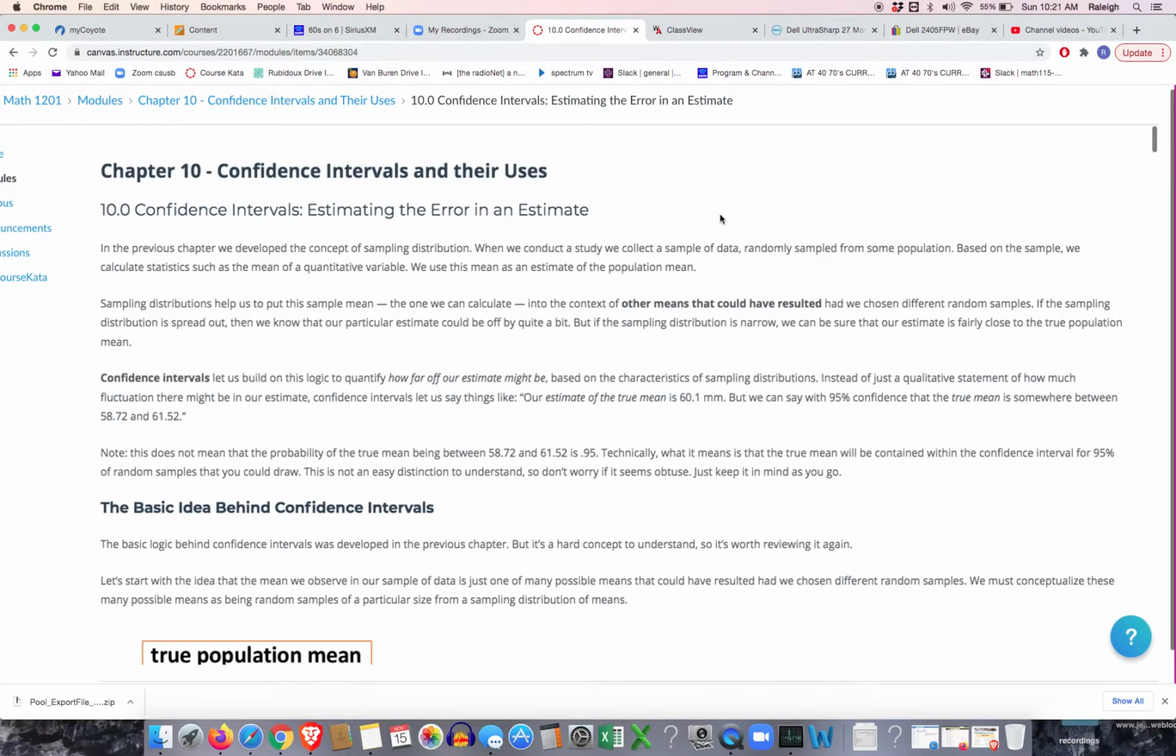But yeah, this is a combination class, statistics and R. It's really both. So we have this idea of confidence intervals and their uses. And the way they explain it is not my favorite way, but we'll try to cut through the chase and I'll sift through the best parts of 10.0.